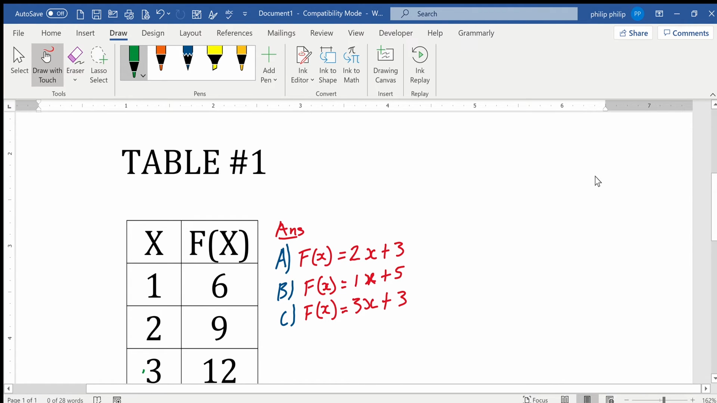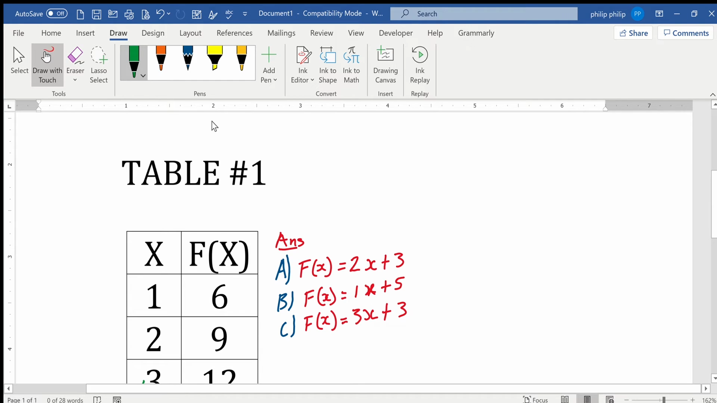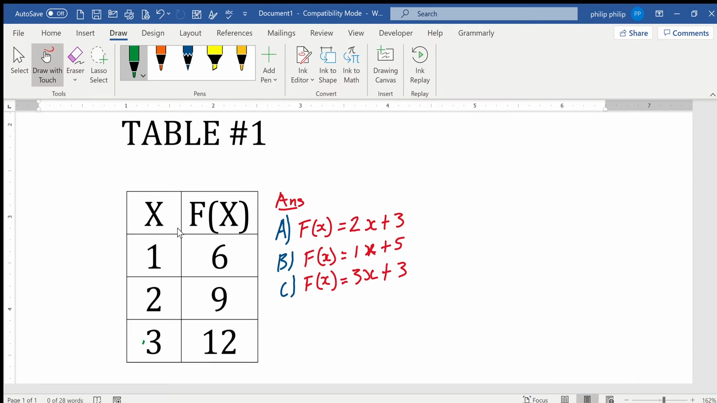Alright, now let's go to our first question here in the table. So we have the table here, and now I'm going to do this. This x is going to be our input. And whatever value we get here for the f of x is going to be our output. Okay, so remember, input and output.